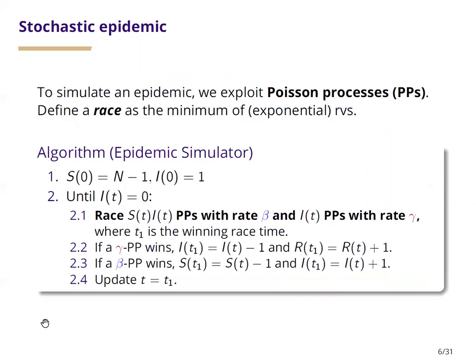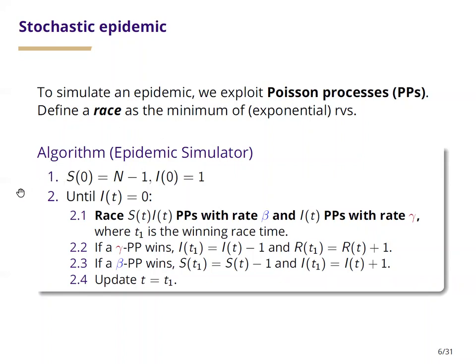We can simulate such an epidemic by exploiting Poisson processes. I will introduce an algorithm to do such. One, because it will introduce a key idea for our theoretical developments later. Two, this is the algorithm I will use for a simulation study later in this talk. So this algorithm, my epidemic simulator, will be using the idea of a race or an exponential race, which is the minimum of exponential random variables.